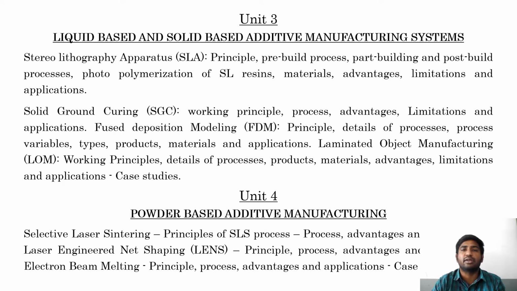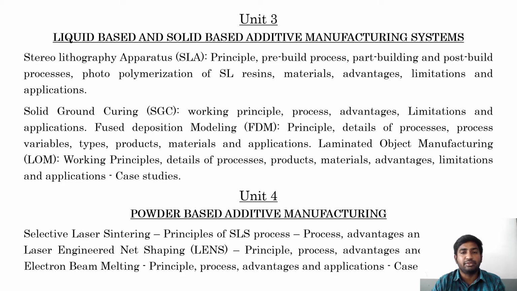After that, solid ground coating. This comes under the solid-based additive manufacturing category. Fused deposition modeling: some wire-like structures are used to create parts in fused deposition modeling. Then laminate object manufacturing. It's like lamination. In daily life you use card lamination, right? The same principle is used in LOM also. Then the limitations. In every unit we are going to see case studies relevant to that unit. For example, in the third unit the case studies are all about liquid based as well as solid based categories. So let's move on to unit 4.